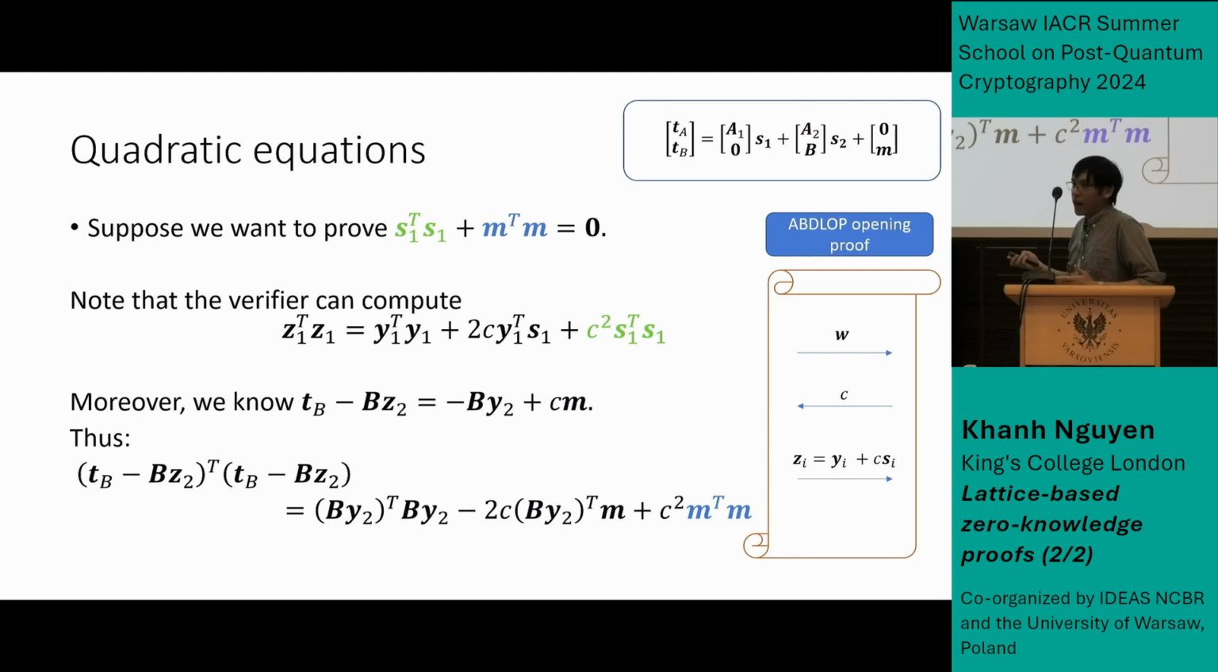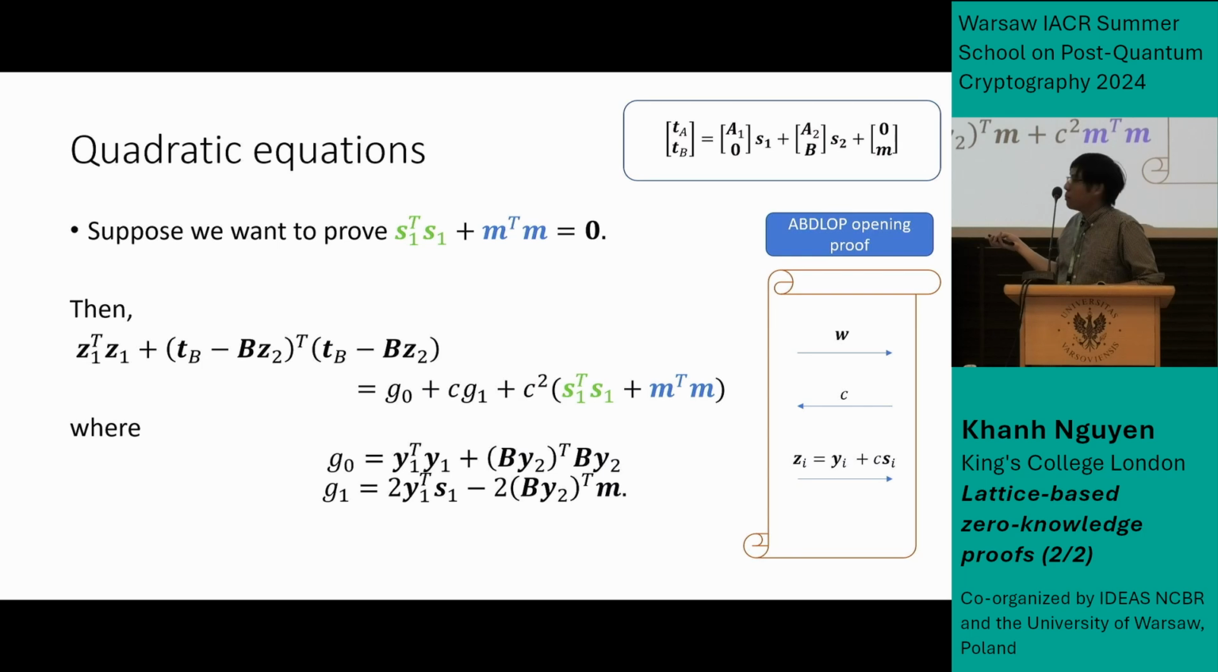Well, we can't really do this for M because we don't send any Y plus CM, right? But then we can make use of the second part, the TB. So we know that TB minus BZ2 is minus BY2 plus CM. So that's by computation. Okay? So in particular, if I multiply TB minus BZ2 transpose, TB minus BZ2, I end up with some ugly quadratic equation, but the term inside the C squared is what we wanted to prove. It's the M transpose M.